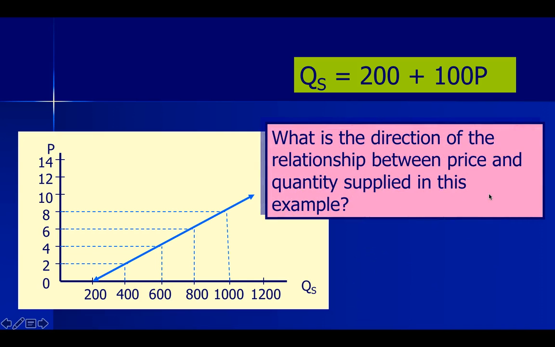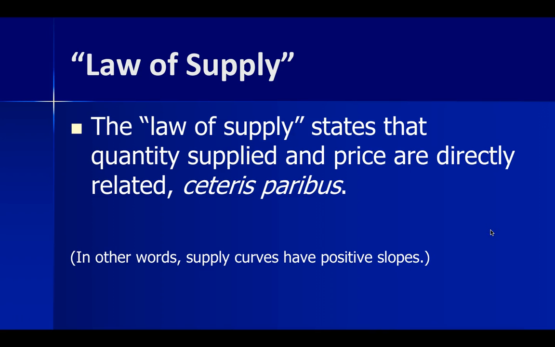What's the direction of this relationship? Is it positive, that is direct, or is it negative, that is indirect? That's right. This is a positive relationship, a direct relationship between price and quantity supplied. We often refer to this as the law of supply. Price and quantity supplied are directly or positively related, ceteris paribus.